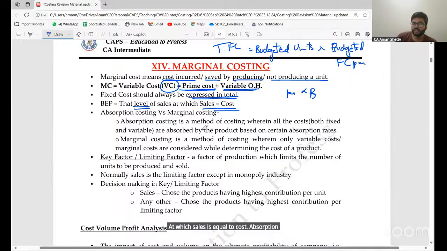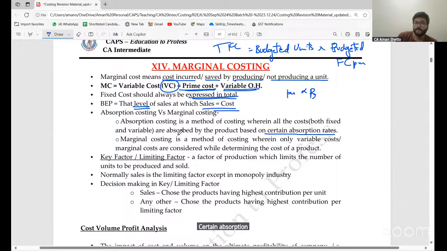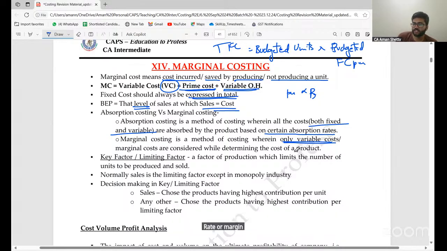Absorption costing versus marginal costing. Absorption costing is a method of costing wherein all costs, both fixed and variable, are absorbed by the product based on certain absorption rates. Marginal costing is a method of costing wherein only variable costs, or marginal costs, are considered while determining the cost of a product.